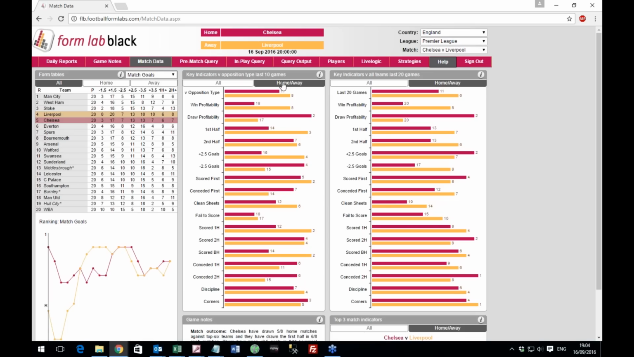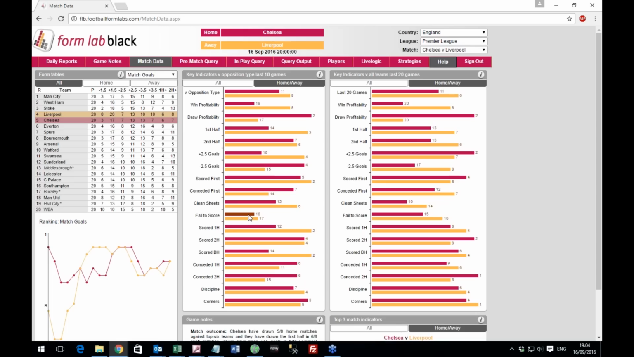So what we're looking at here, we've got the home and away filter. This is the last 10 matches against the opposition type, so that would be all 20 teams in the league. For promoted teams, we use a modelled algorithm based on how other promoted teams have done. But what we can see here is how they rank within those 20 for the last 10 games against the opposition type we're playing. For this game, they're both playing against top 6 teams.